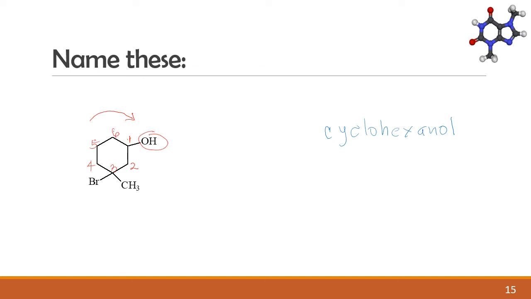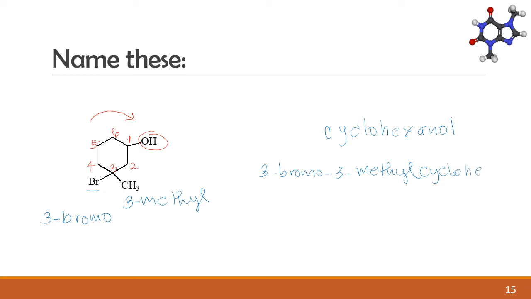Then we name the substituents. This is the halogen bromo. And this is the alkyl methyl. Then we add the number of carbon to which they are attached. So this is 3-methyl and 3-bromo. When writing the full name, we arrange the substituents alphabetically. So the full name of this alcohol is 3-bromo, 3-methyl, cyclohexanol.